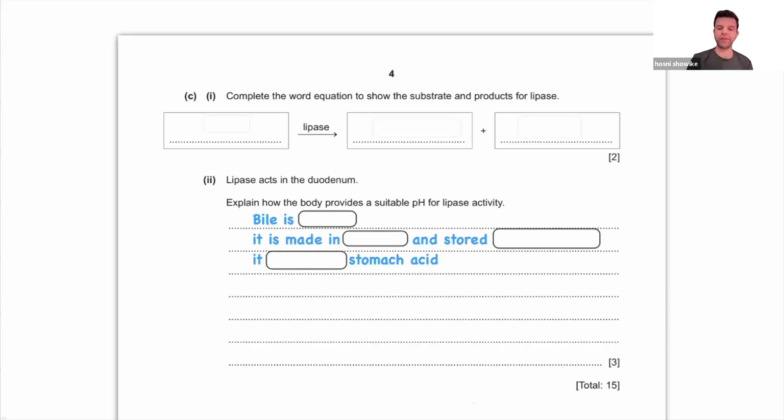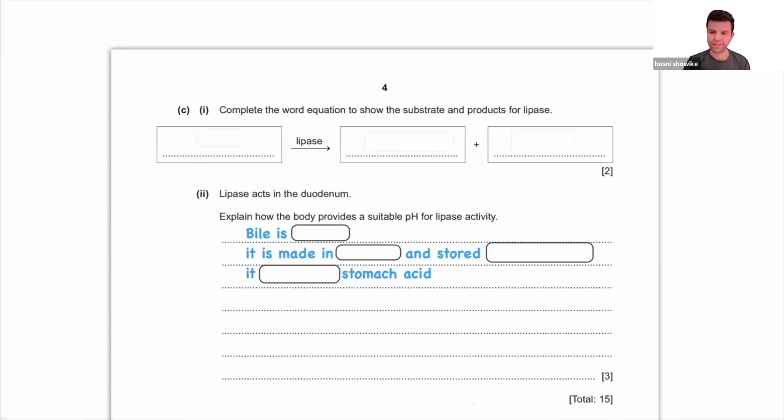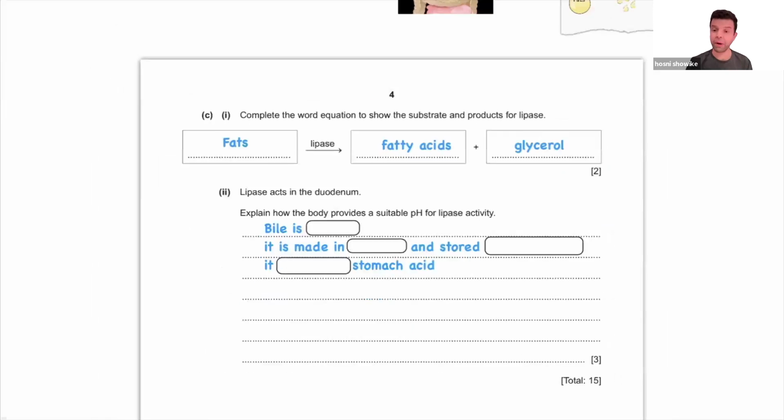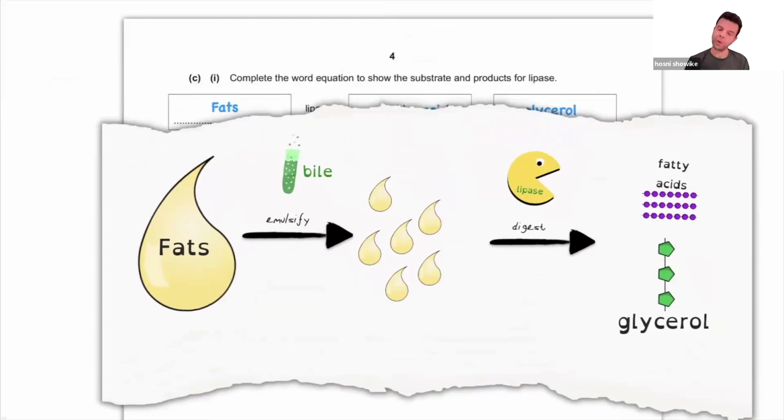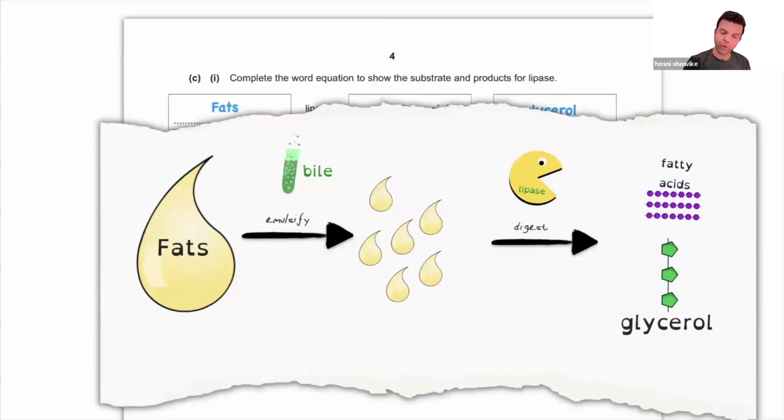They asked me to complete the word equation for this reaction. It's lipase. As you can see, it's breaking down the substrate of lipase, which is fats. We're going to break it down into fatty acids and glycerol. You know that the activity of lipase requires another factor, which is bile. That's what the question is about. The next question is talking about bile. They said lipase alone won't be able to break down fats, so you would require bile. What's the role of bile?